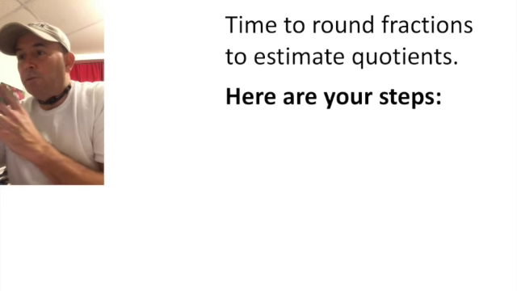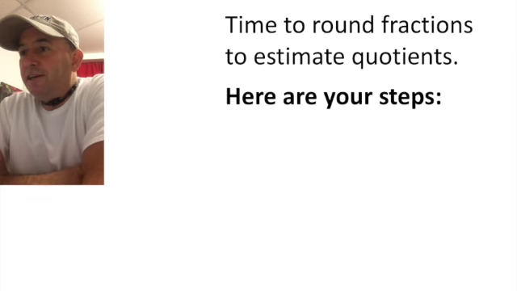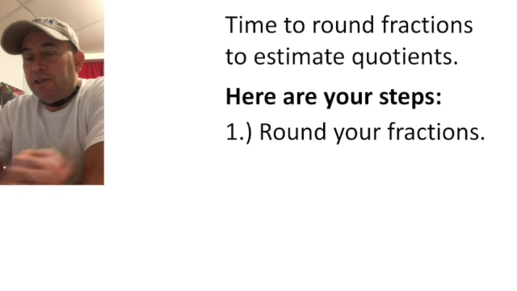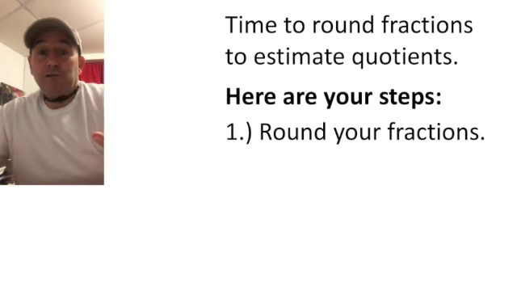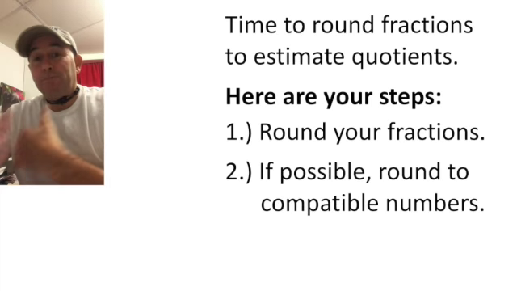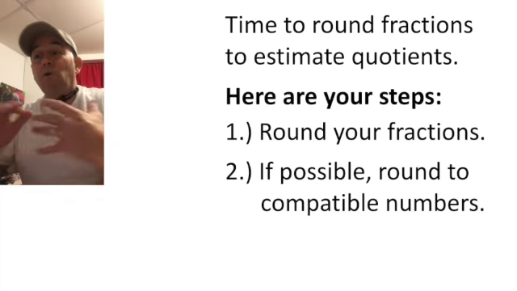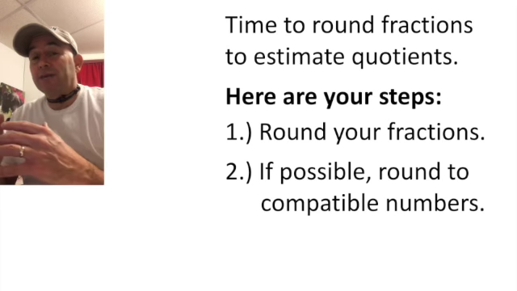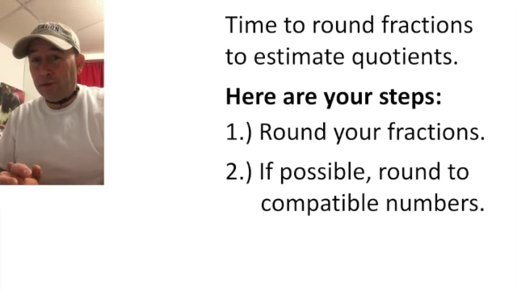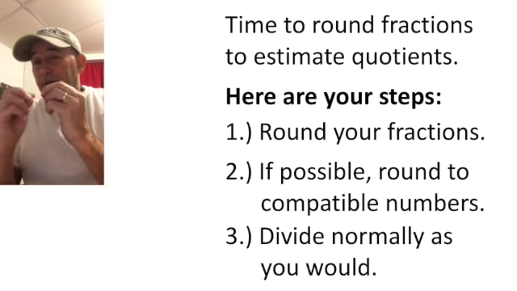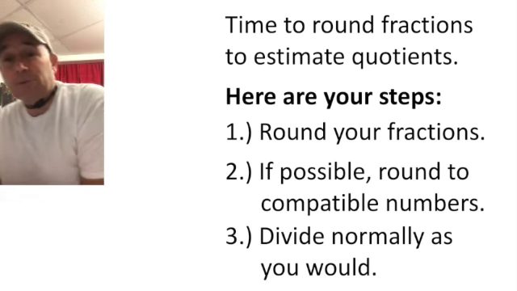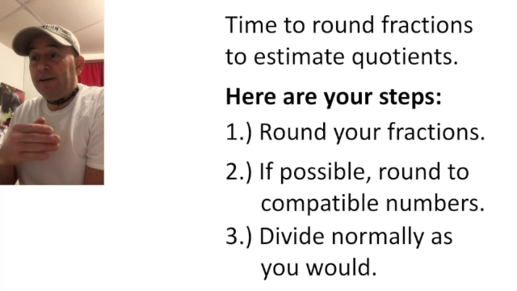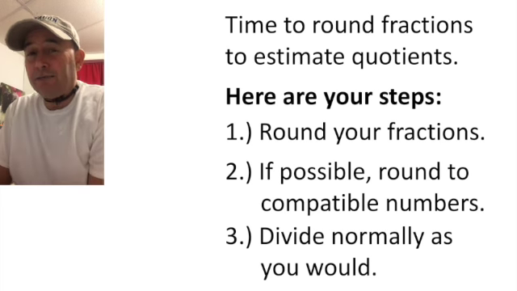All right, so time to round some fractions and estimate quotients. And here are the steps that you would use. Pretty basic steps. You round your fractions. You decide if you're going to round them up or down. And once you decide whether to round them up or down, you then look for compatible numbers to tweak the rounding to make it even more efficient. And then you just simply divide as you normally would, okay? And what's the neat part about the rounding?